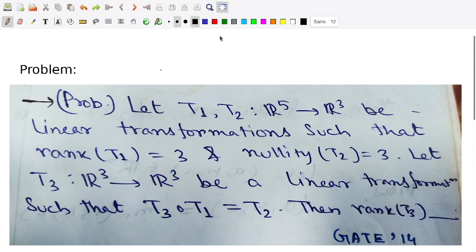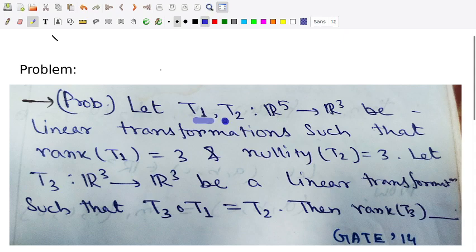This is a common problem of linear algebra about linear transformation. We will solve this problem together with a beautiful trick. So let's find out its solution. First, we will read this problem.